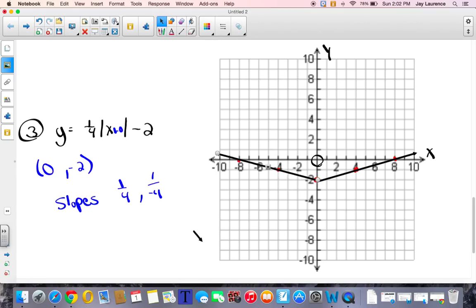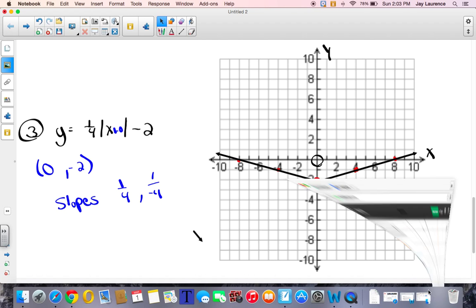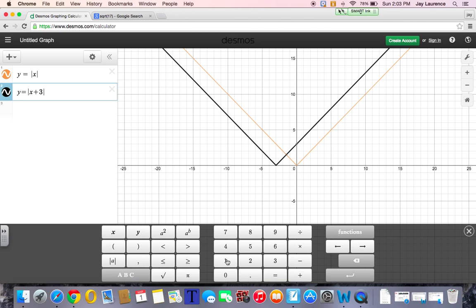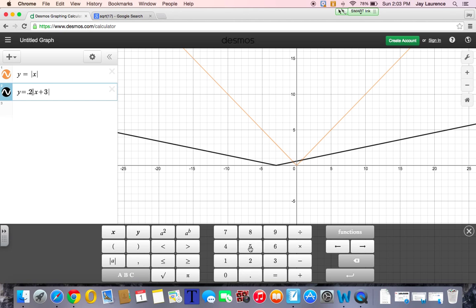And this one here is like that, right? Let's go and see. What is it? 1/4 absolute value of x minus 2. All right, let's bring it up here. So I need to get a 1/4 there. I wonder how it wants me to do a 1/4. Well, I can go 0.25.